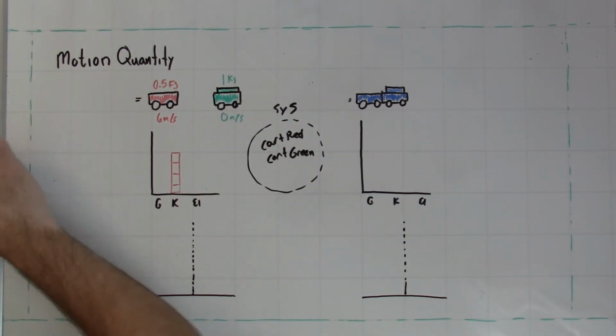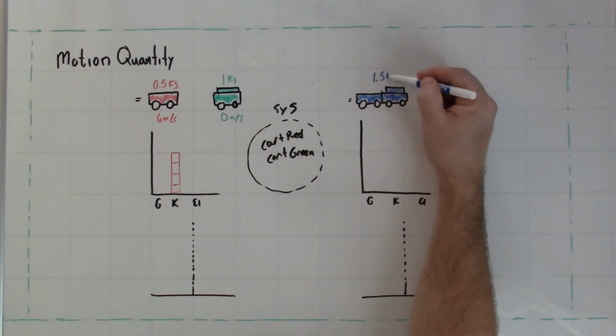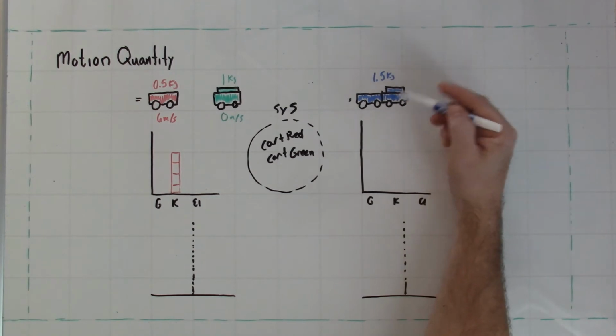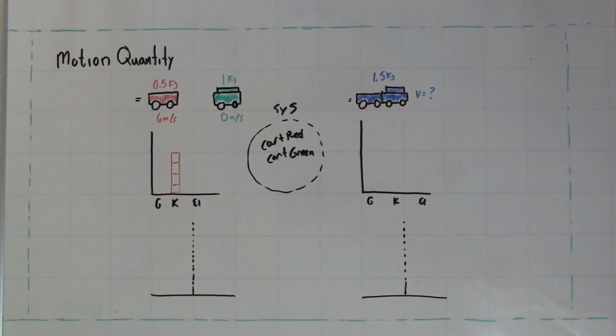So what about the blue one? Well, if it's the carts combined, it'll be 1.5 kilograms, and the question is, basically, what is the speed? That's the question. And what we're going to do is we're going to use the motion diagrams to answer this question. Then we'll be able to do the energy. So let's see what this looks like.